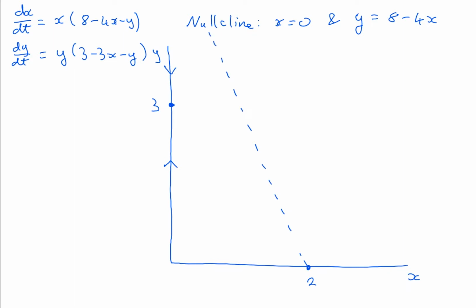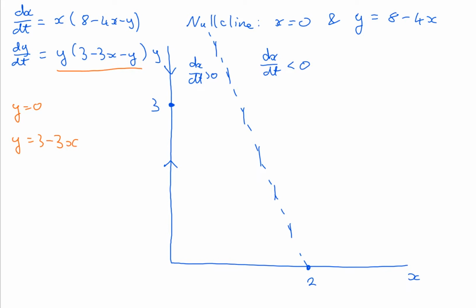On that line, orbits will be vertical because dx/dt is 0. To the right of that line, dx/dt will be negative, meaning I'll be moving left, and to the left of that line, dx/dt will be positive, meaning I'm moving to the right. I can also do the nullclines for the second equation, which are y equals 0 and y equals 3 minus 3x.